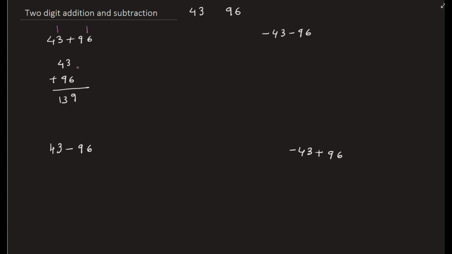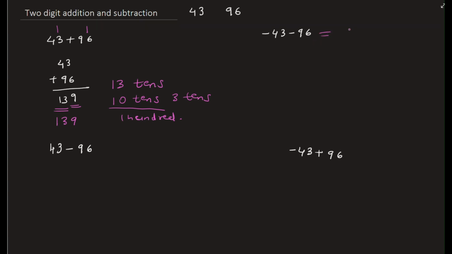So 43 plus 96. In the units place I have 3 plus 6, so in the answer in the units place I'll have 3 plus 6 equals 9. And then in the tens place I have 4 plus 9, which equals 13. So I have 13 tens, which equals 10 tens and 3 tens. 10 tens equal 100. So 3 comes in the tens place and 1 comes in the hundreds place. So the answer is 139.